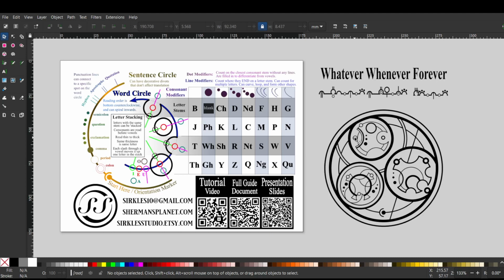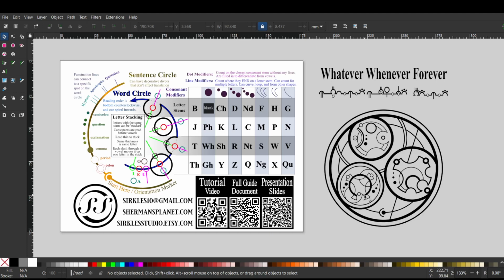And then there's this E. This E, again, is read after the consonants, because consonants are read before vowels. But each slash through a vowel moves it up 1 letter in the stack. So this has 1 slash through it, so it brings it up 1 letter, bringing it up in front of the R. So it would be a V, E, and then an R. So whenever.